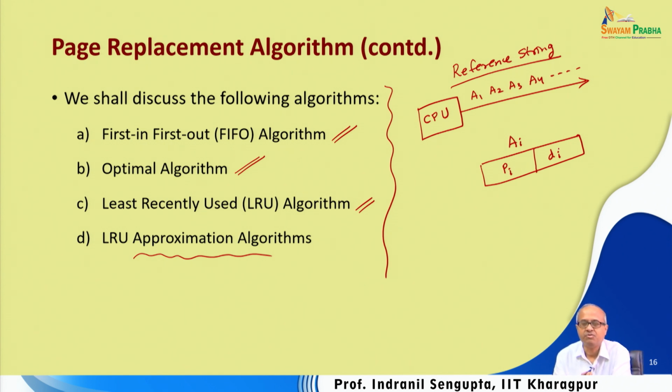Now, here we are more interested in page replacement, that is why we are more interested in the page numbers that are being accessed. So, instead of the addresses A1, A2, A3, A4, we only consider the sequence of page numbers that are being accessed, P1, P2, P3, P4, and this will be your reference string.